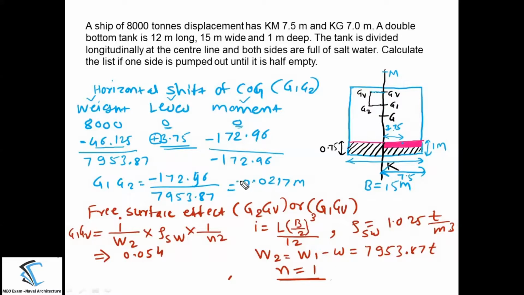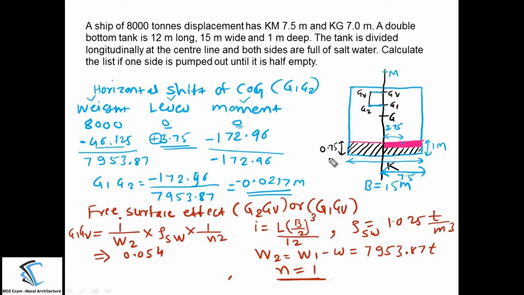It means that whatever the value of G1, G2 is coming, that will be minus 172.96 divided by the summation of the weight. So the final value which is coming is a minus. What is the meaning of this? Minus means it will be in the opposite direction to the weight which is removed. So we have removed the cargo, we have pumped out the water from the starboard side. So G2 will be moved towards the port side. So this is the horizontal shift of G1 to G2.